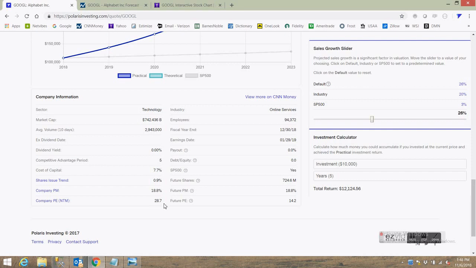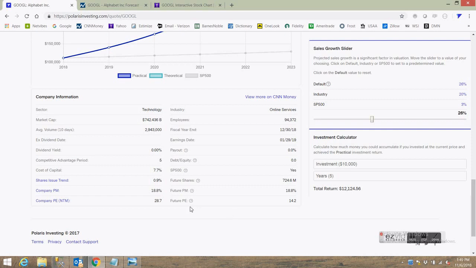Currently it's right around 28, approaching 29, but the future PE is 14.2. Well, as discussed in other videos, the way you can quickly see what the implied cost of capital is in that PE ratio is to take 1 divided by the PE ratio. So I'm going to take 1 divided by 13.2, and that gives us about a 7.5% cost of capital, which is what Polaris used.